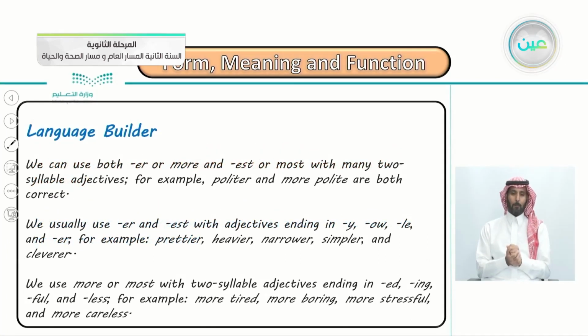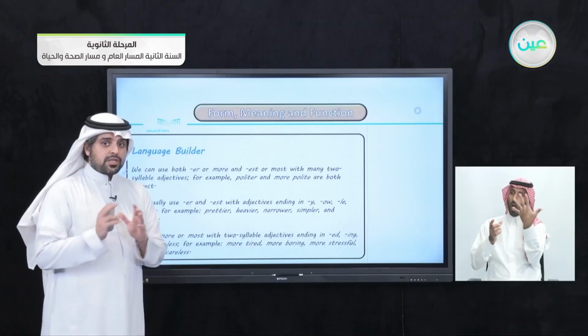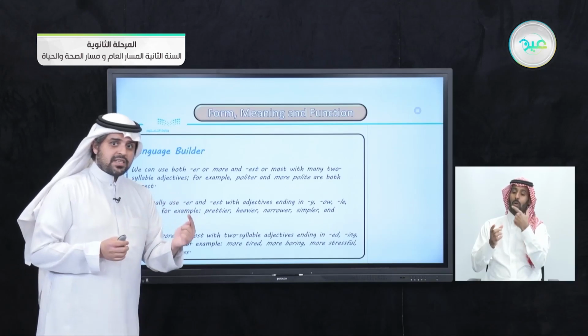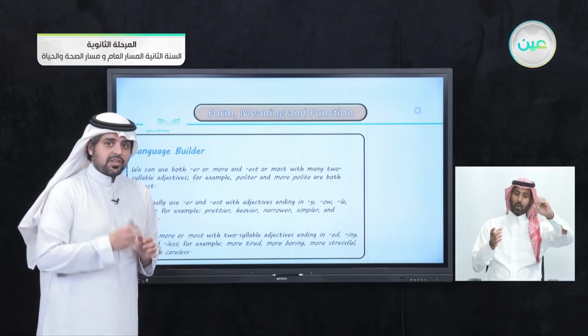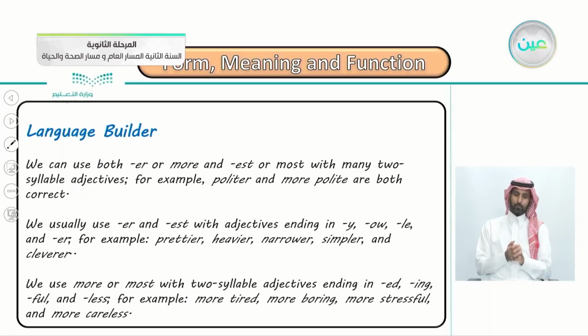Here's a language builder for you. We can use both er or more and est or most with many two-syllable adjectives. So now we're talking about two syllables. We were talking about one syllable and three syllables. Now we're talking about the two-syllable adjectives. Again, we can use both er or more, and est or most, with many two-syllable adjectives.